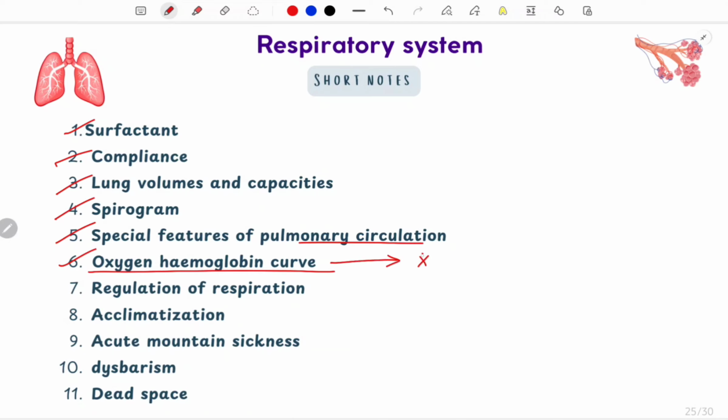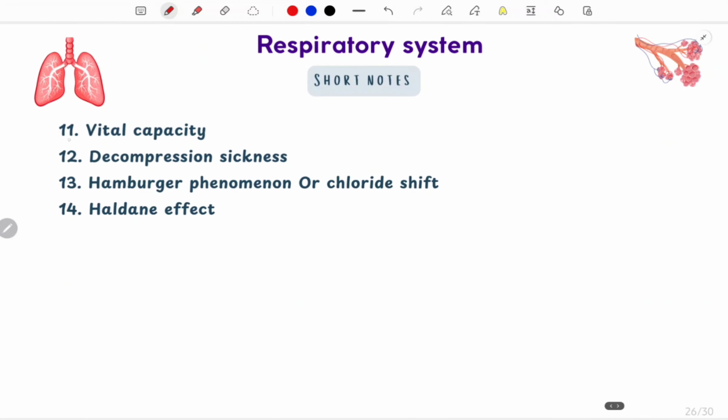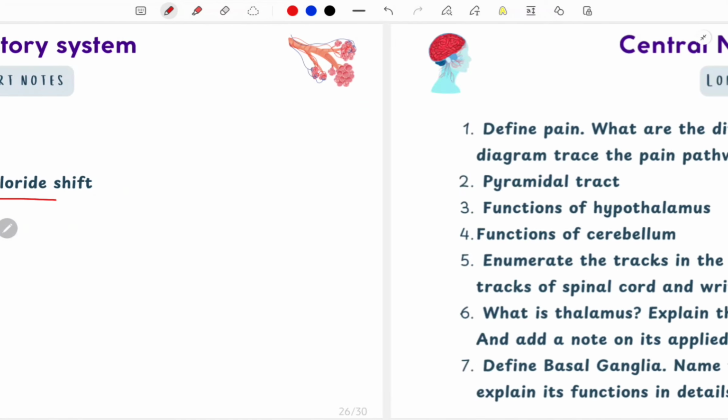This is one very important question. Okay, very important question. Don't skip this part. Oxygen hemoglobin dissociation curve, regulation of respiration, acclimatization, acute mountain sickness, dysbarism and dead space, vital capacity, Hamburger phenomenon or chloride shift, and Haldane effect.